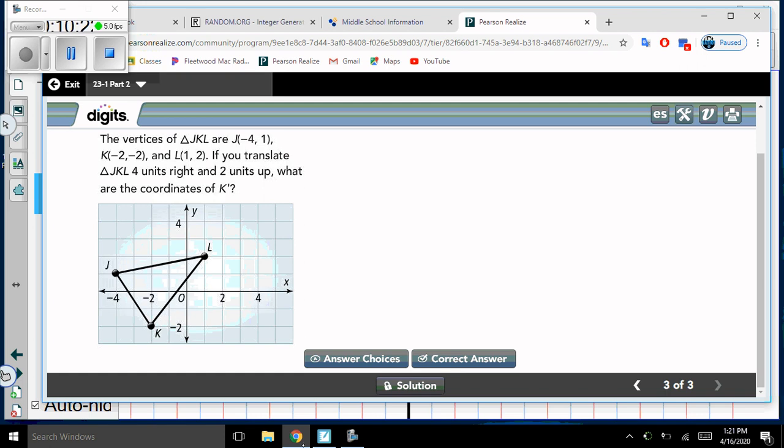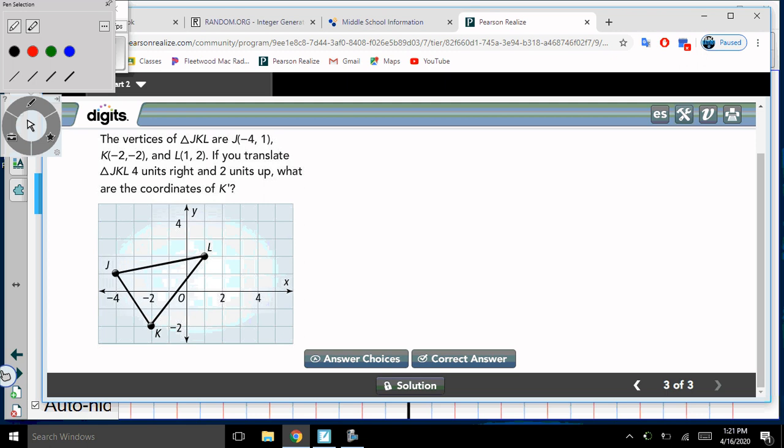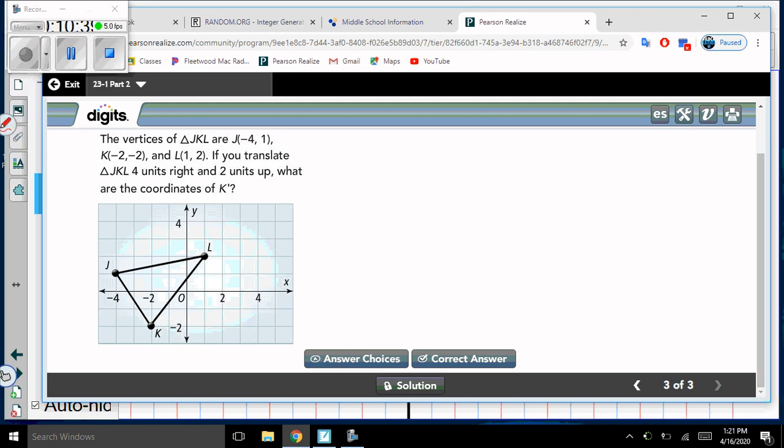So L is at, right there, (5, 4), it looks like. I might have to go back to my pen in order to get that. So (5, 4), which is going to be located right there. That'd be L prime. If I look at J prime, again, I'm going to go what?